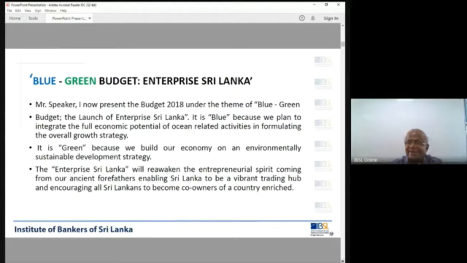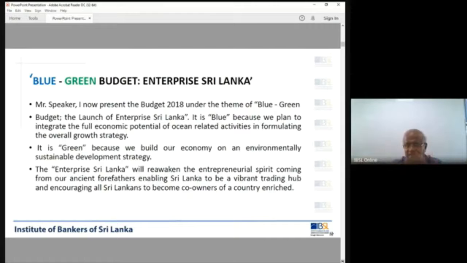The theme: green banking, greenhouse. Green is the new concept, without damaging the environment, or consistent with the environment. People should implement their policies that way, right? That is green, because we build our economy on an environmentally sustainable or friendly development strategy. The enterprise Sri Lanka will reawaken the entrepreneurial spirit coming from our ancient forefathers, enabling Sri Lanka to be a vibrant trading hub and encouraging all Sri Lankans to become co-owners of a country enriched, right? That is enterprise Sri Lanka.